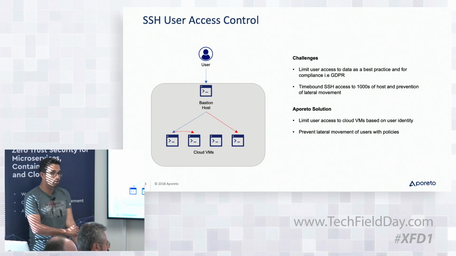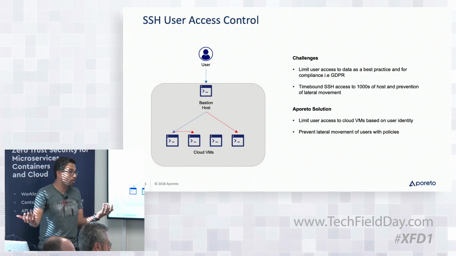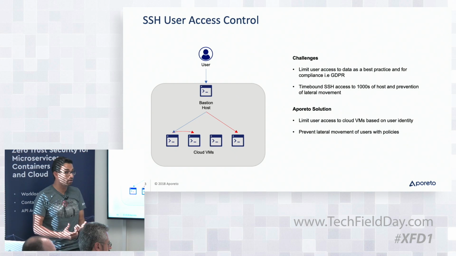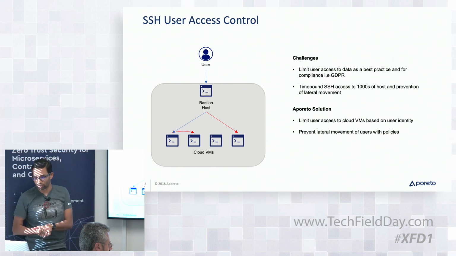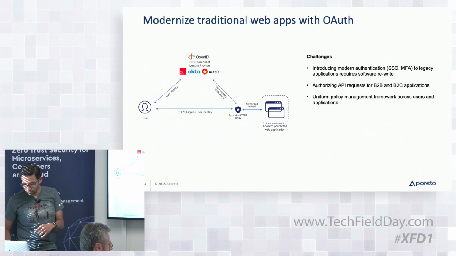The use case here has been used to solve GDPR compliance. For instance, users should only have access to hosts where they are able to work with GDPR compliant data. If they're not able to work with GDPR compliant data, they shouldn't have access to that host infrastructure. So SSH control is a big part of what we're solving as well.